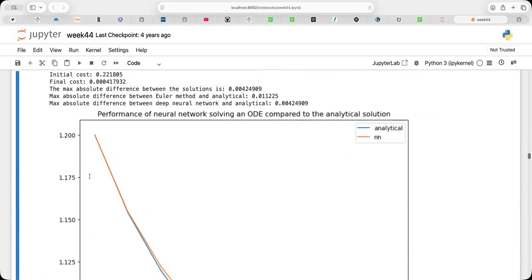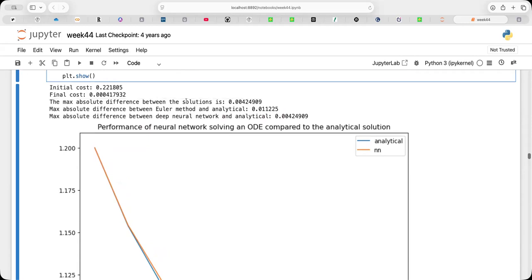I want you to keep in mind the number here when you now look at the neural network. If you look at the neural network here, it gives me an error which is roughly 10 to the minus 4 times 10 to the minus 3.